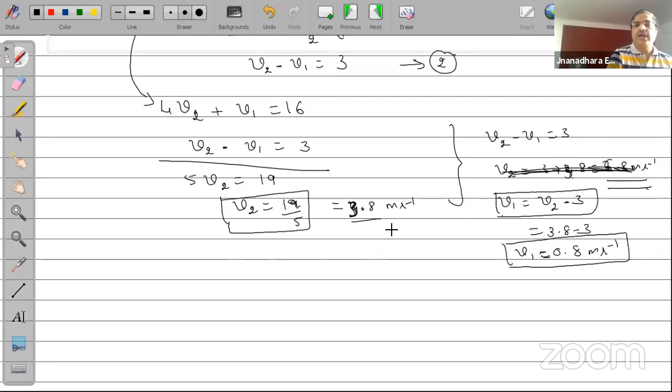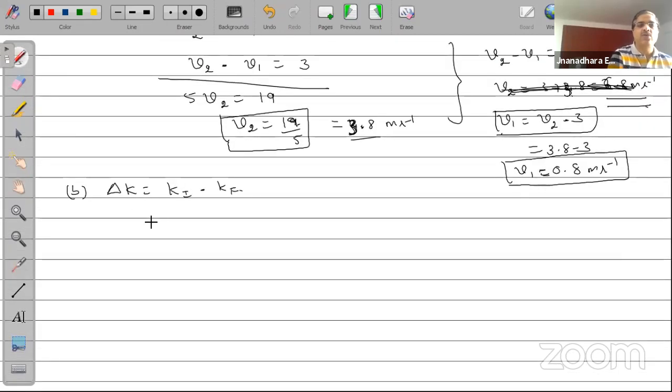Okay, so I got both the answers with this. What is the second part of the problem to be done? I have to find out the loss of kinetic energy. Loss of kinetic energy is Ki minus Kf. I will give the formula and leave it. I think the calculation you can do on your own.